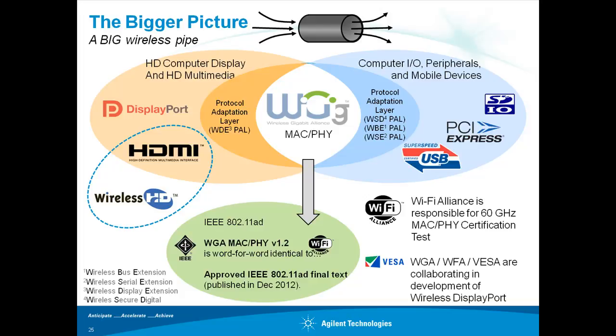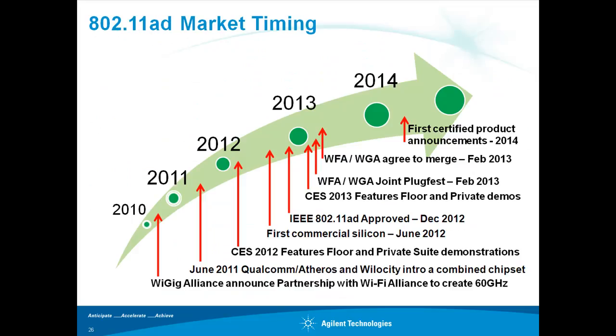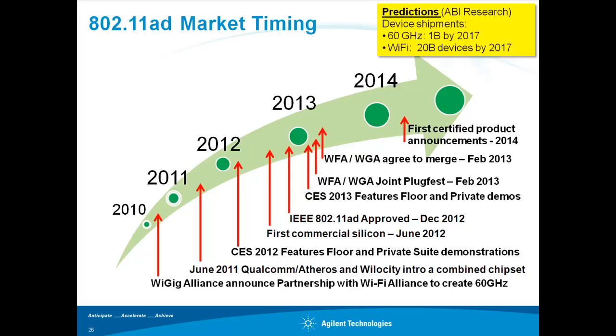Beyond the progress of the standards and merging of the alliances, commercial rollout has begun. Several chips exist and are now being developed into end-use products. Wi-Fi certification is expected in early 2014. Predictions of market penetration on Wi-Fi devices vary, one such being up to 20 billion devices in 2017, 1 billion of which might be 60 GHz.